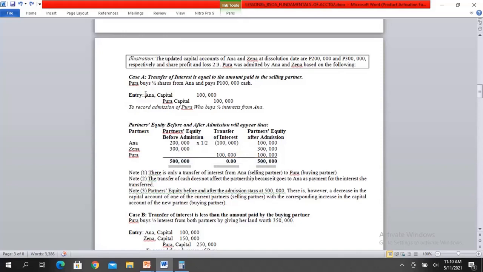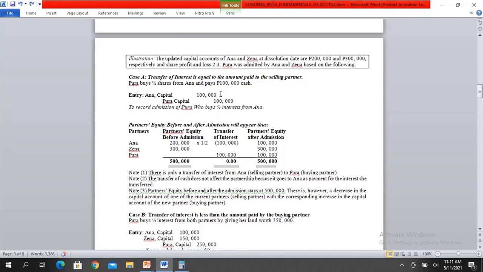So, binawasan natin yung kapital ni Ana kasi transfer natin to kay Pura. Tatandaan nyo na kapag nagbawas tayo ng kapital ng mga partner, i-debit natin sila. So, dahil yung kay Ana, binawasan natin ng 100,000, i-debit natin yung capital account ni Ana. So, itatransfer natin yun kay Pura kasi binili ni Pura yan. So, i-credit natin yung capital account ni Pura kasi magdadagdag tayo ng capital ni Pura kasi transfer sa kanya ni Ana yung 100,000. So, i-credit natin siya kasi nagdagdag tayo. So, dun sa capital account, pag nagbawas ka, debit. Pag nag-increase ka or nagdagdag ka, credit.